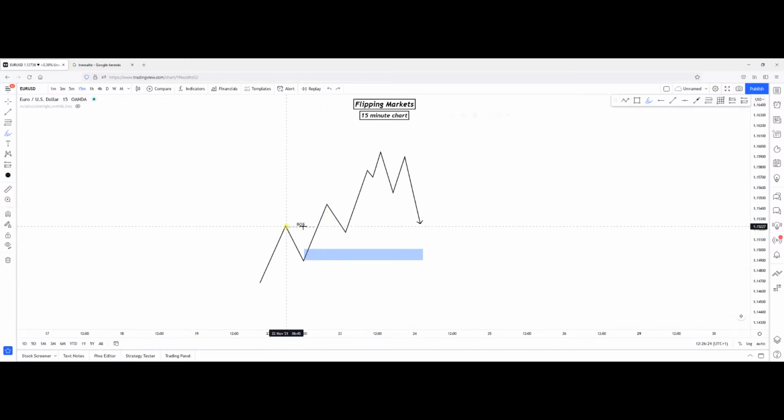As you can see, this broke structure to the upside, so it will be a valid demand zone. The third criteria will be it has to create or collect liquidity, but we'll talk about that later. Okay, we have the first demand zone right here.